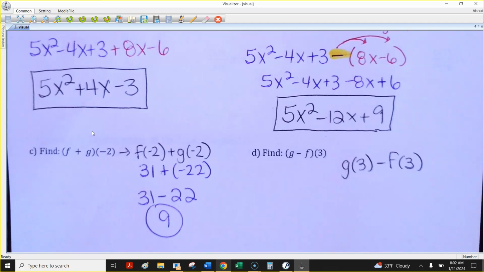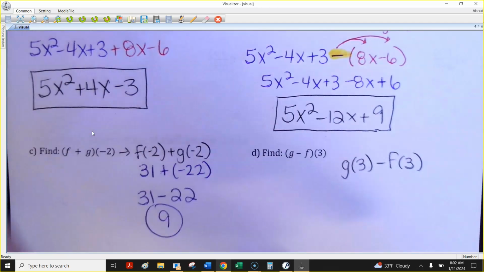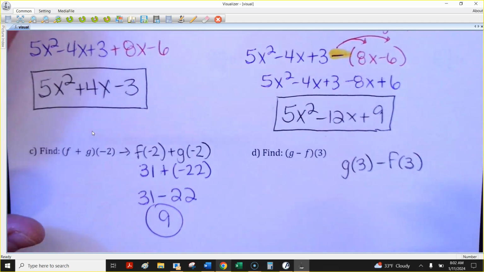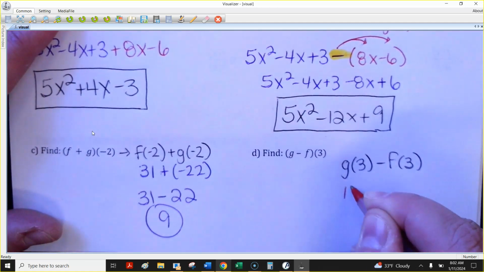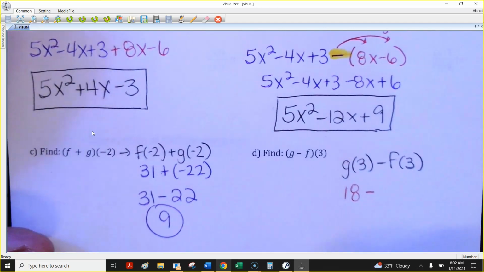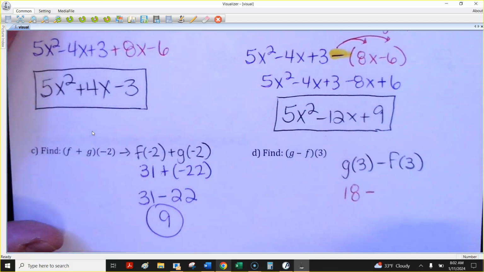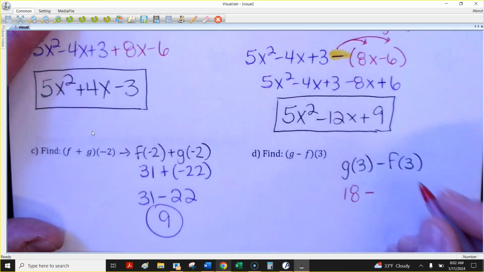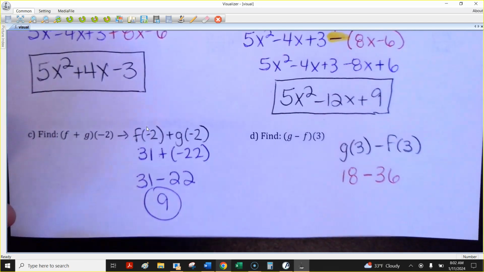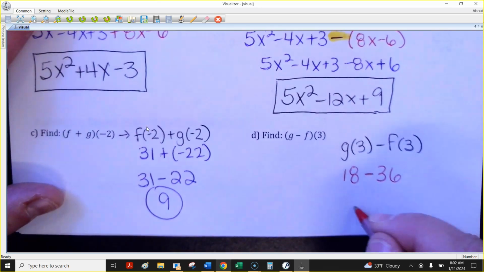Did you make it? Just tell me what g of 3 was. What was the number there? What was it? 18? Okay. What was the f of 3? Did you get 36? All right. So my answer, all we have to do there, subtract 18 minus 36, actually negative 18.